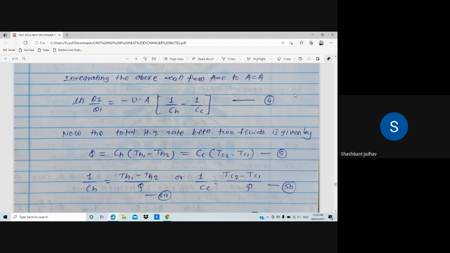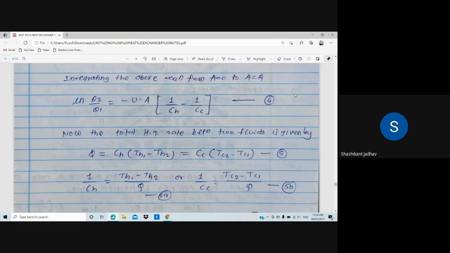Okay, so all of you write down equation number 4. By integration from 1 to 2 and for the area 0 to capital A, we get ln theta 2 by theta 1 is equal to minus U into A into bracket 1 upon Ch minus 1 upon Cc, and that is equation number 4.